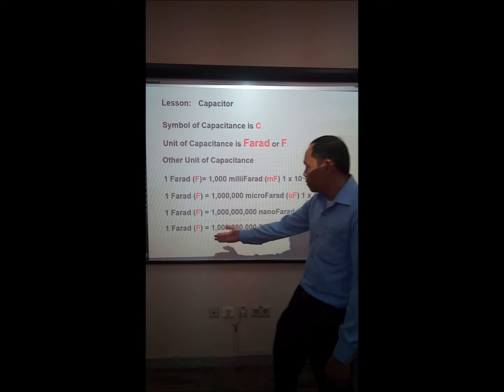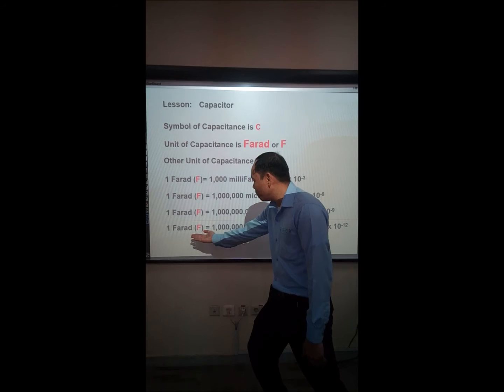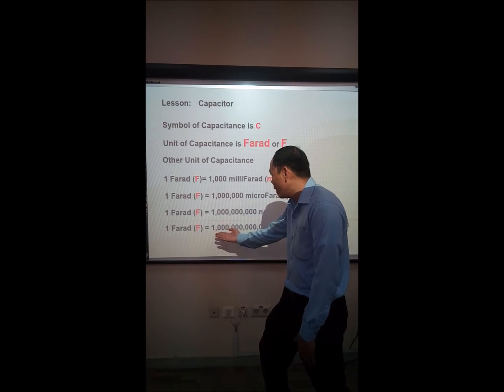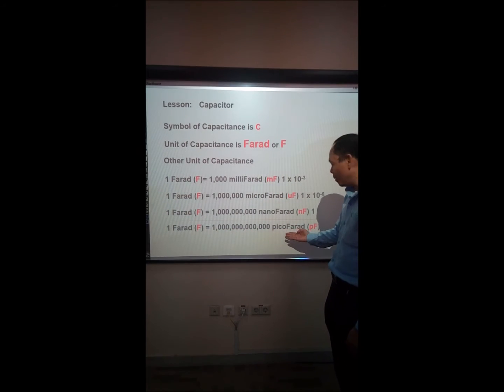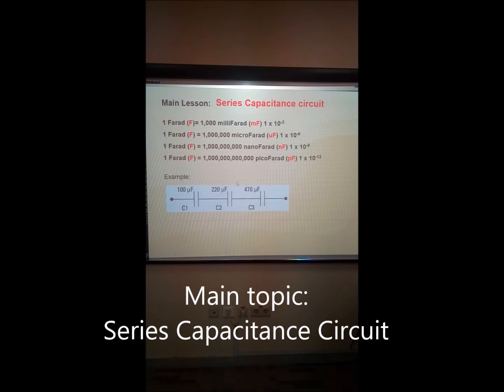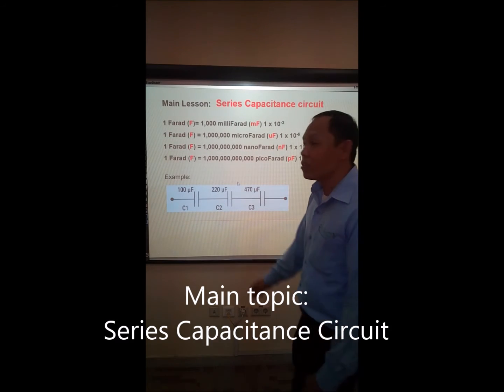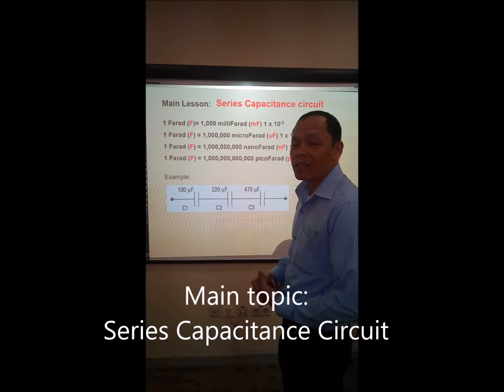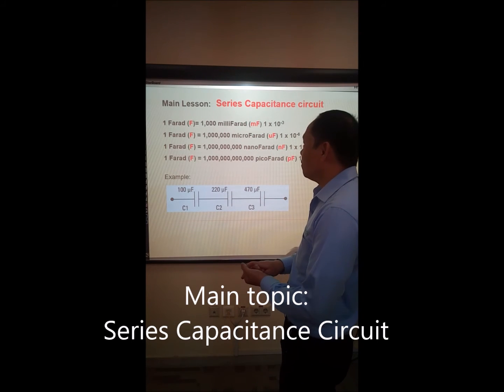Then the last one is 1 farad of capacitance, which is equivalent to 1 trillion picofarad, or 1 times 10 to -12. Next, we will now proceed to the main lesson, which is series capacitance circuit.